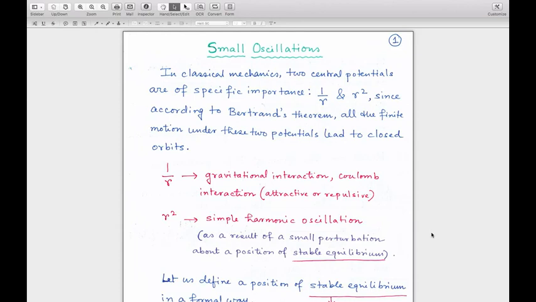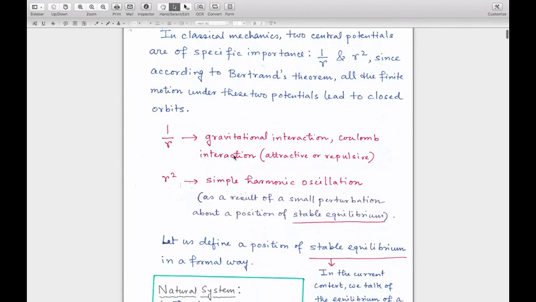In classical mechanics, as we have already discussed, two central potentials are of specific importance. One is the 1 by r type of potential, another is the r square potential. Because Bertrand's theorem says that only these two central potentials always lead to closed orbits whenever we talk about finite motions under these potentials.